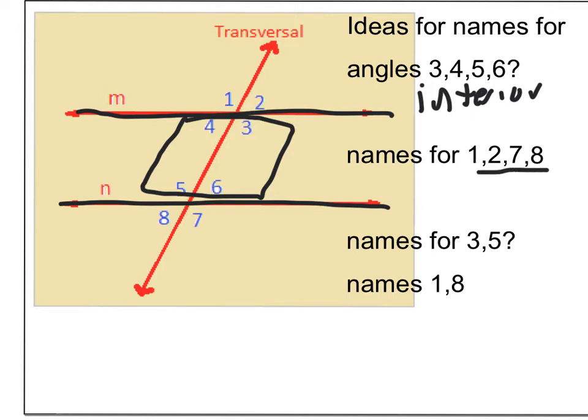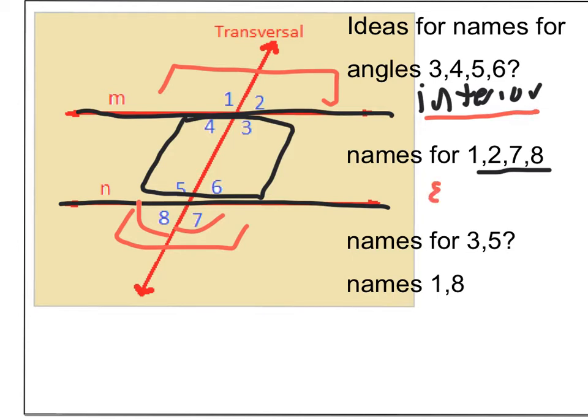Let's look at 1, 2, 7, 8. So I'll change colors here to red. These guys that are out here, 1 and 2, and 7 and 8, they have names too. Well, let's say these are interior. Guess what? These are exterior angles. Now, 3 and 5, I said earlier, were interior angles, and they are.